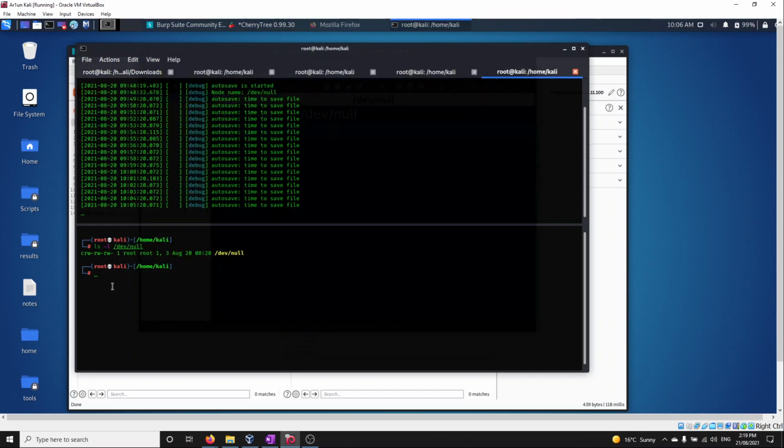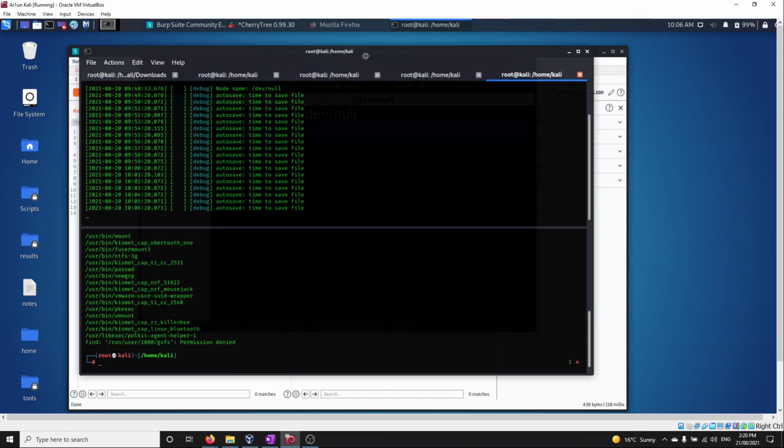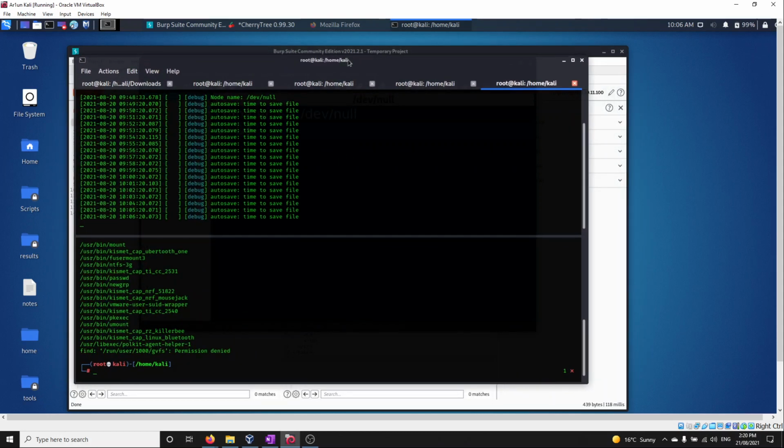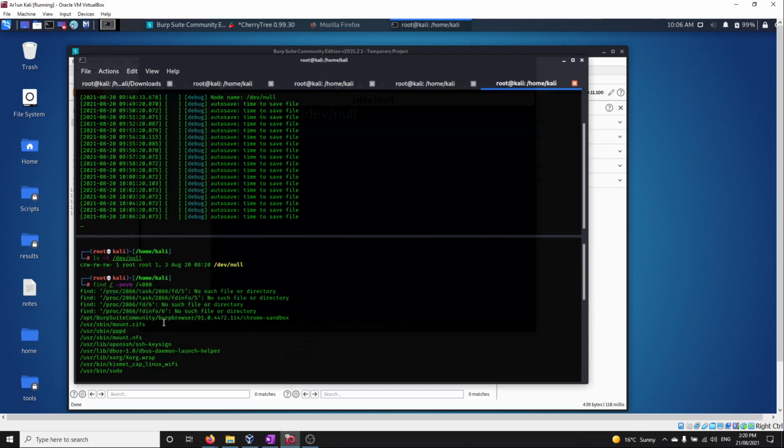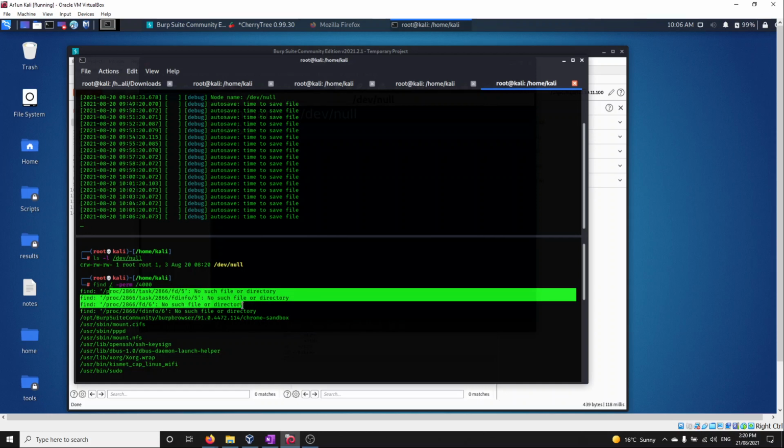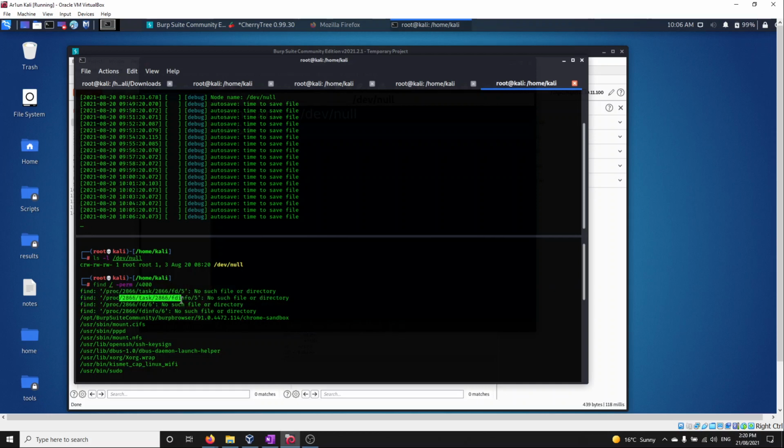Say for example I wanted to find all the files in my current system which have a SUID bit set. I can do that by running this command: find with -perm 4000, which finds the files that have the set UID bit set. If I run this command without redirecting the errors to dev null, as you can see here, we didn't get many errors, but I did get some errors. For some, my permissions were denied, in others directories were not found, and so on. So we got some errors here.